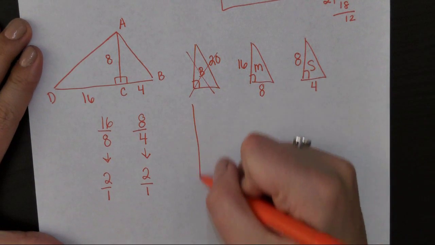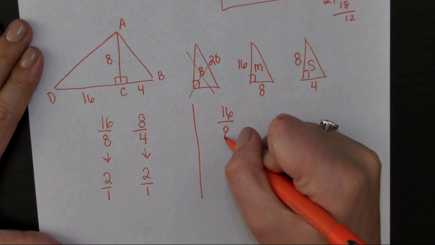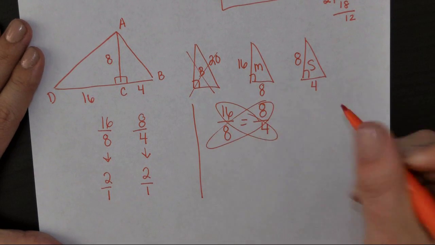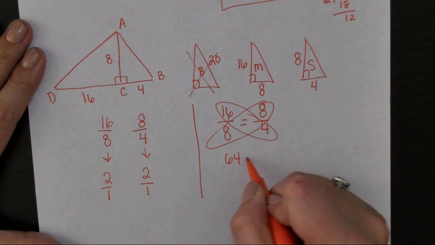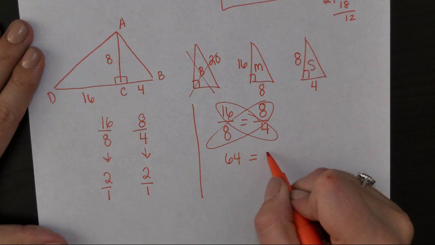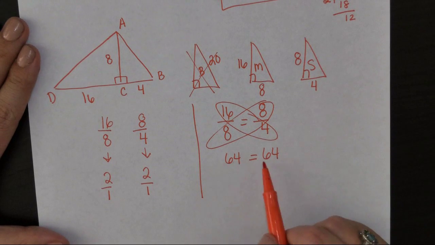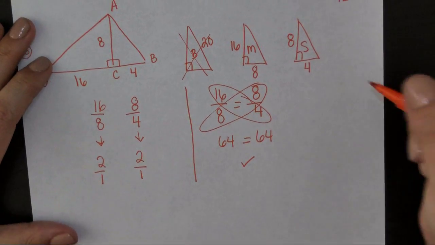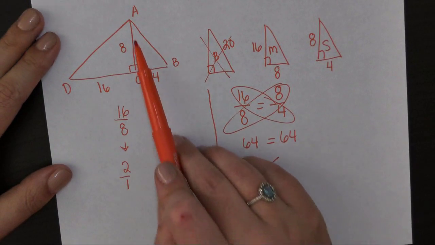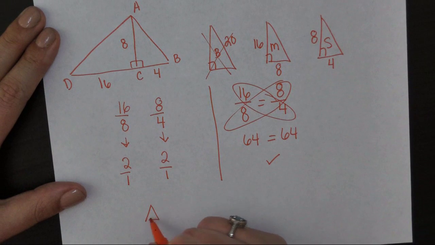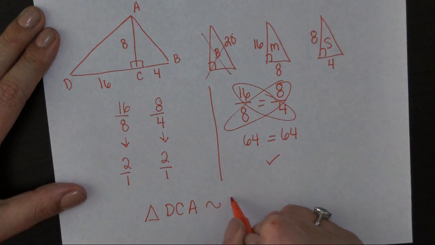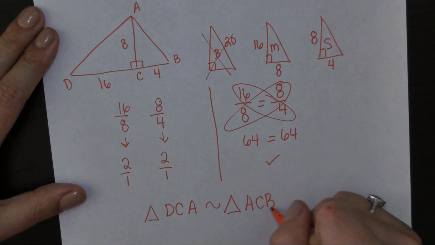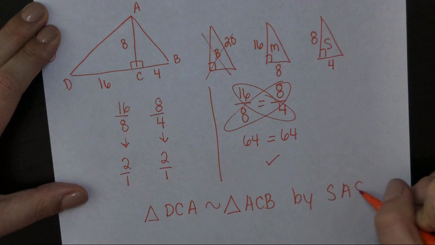The other option is for you to take 16 to 8 and 8 to 4 and cross multiply. 8 times 8 is 64. 16 times 4 is also 64. Since the proportions are equal, that means our sides are proportionate. Okay? So these two triangles, triangle DCA is similar to triangle ACB by side angle side similarity.